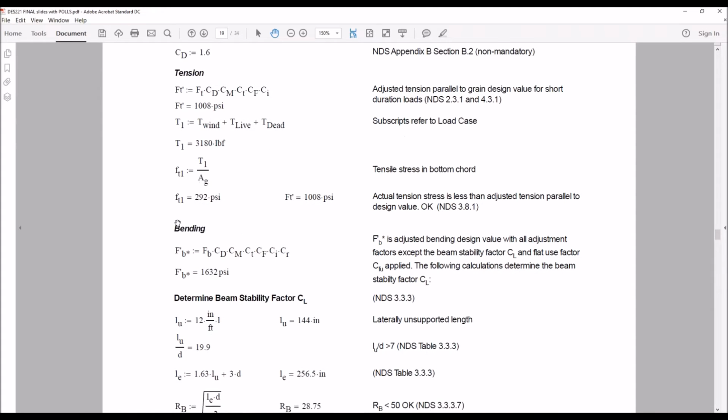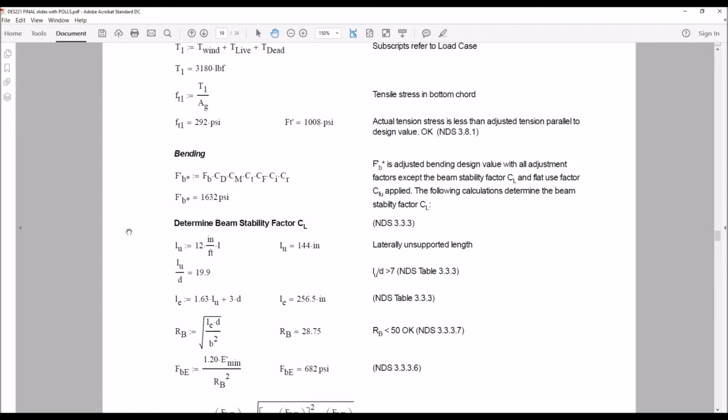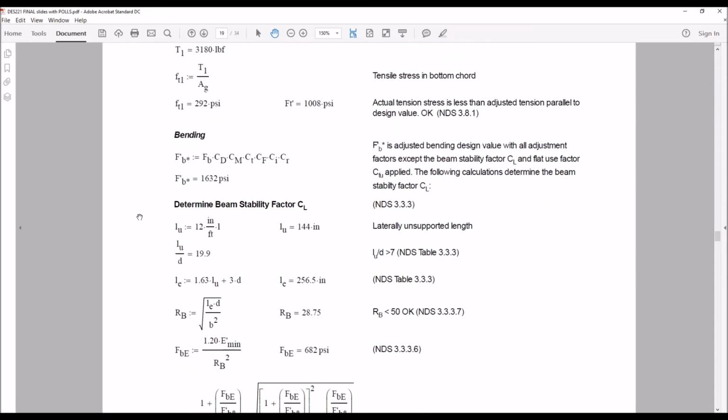So that's okay, that's good. So next we need to check our bending for the member for the applied self-weight, or applied dead load rather, as well as any other bending forces. So again, we use our F sub B star value to determine the beam stability factor.